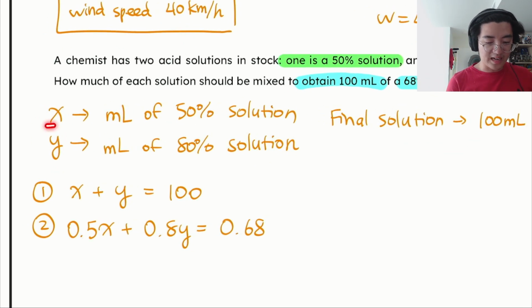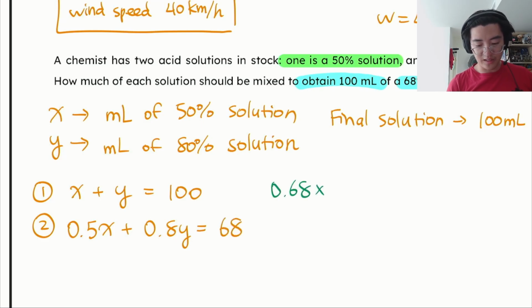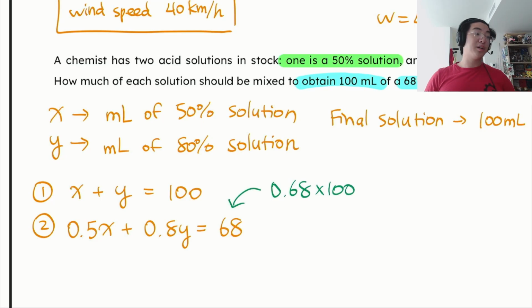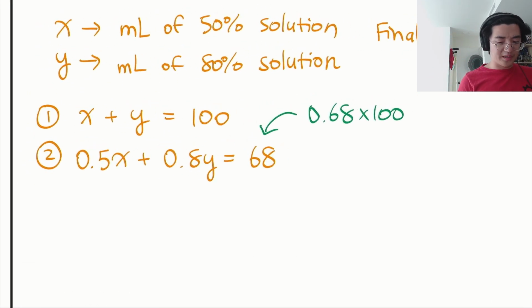Notice how the x here refers to just one mil of 50% solution. If we want the final product to be 100 mils, we actually have to equate this to 68 instead, because we have 100 mils of the final solution. We're not looking for just 0.68 of the solution, it's 100 mils of it. So I have to multiply 0.68 by 100. Okay, but then from there, that's just a simple substitution problem. Or maybe not quick because we've got decimals to work with.